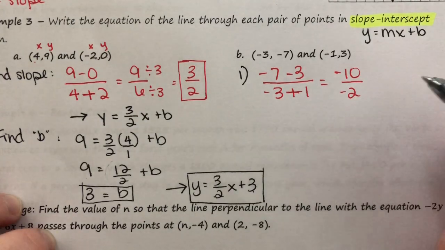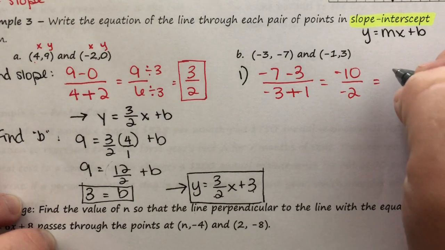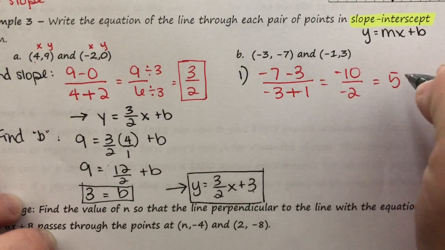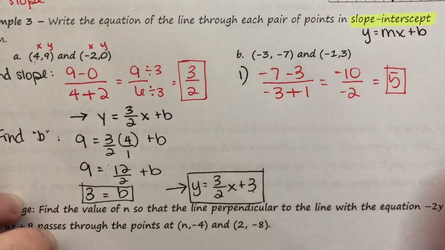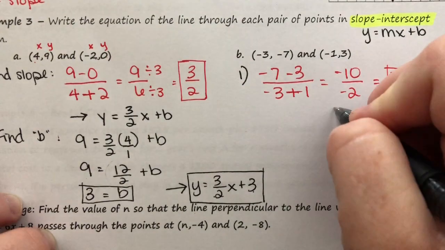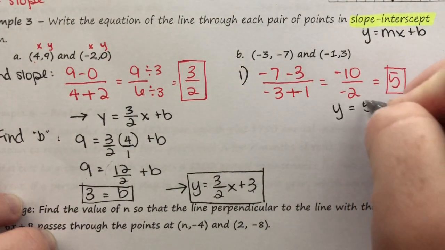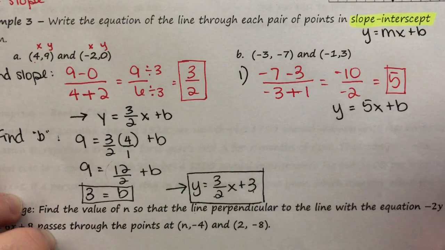We have negative 10 over negative 2. A negative divided by a negative is a positive. 10 divided by 2 is just 5. So our slope is 5, and I'm going to write my equation. Y equals 5x plus b. Now I just have to find b.